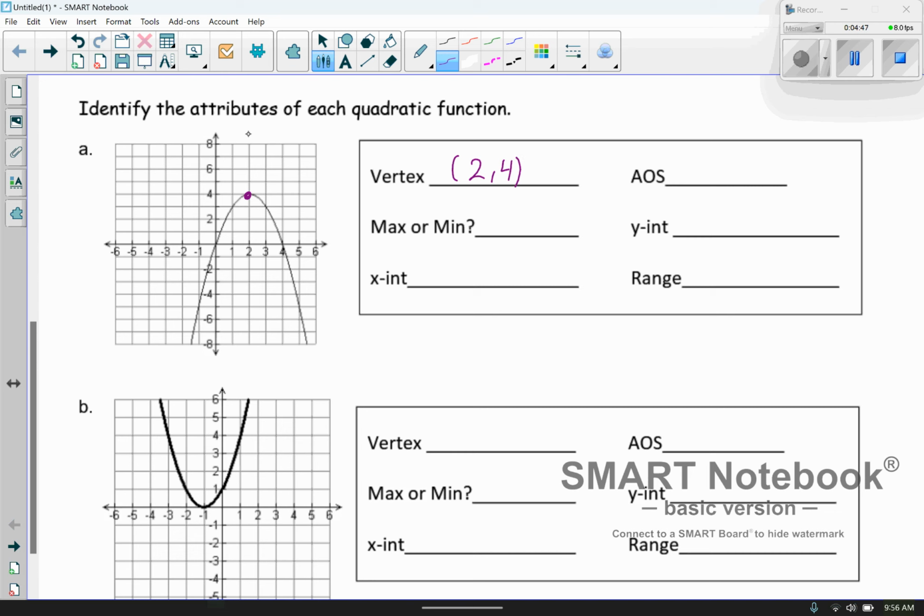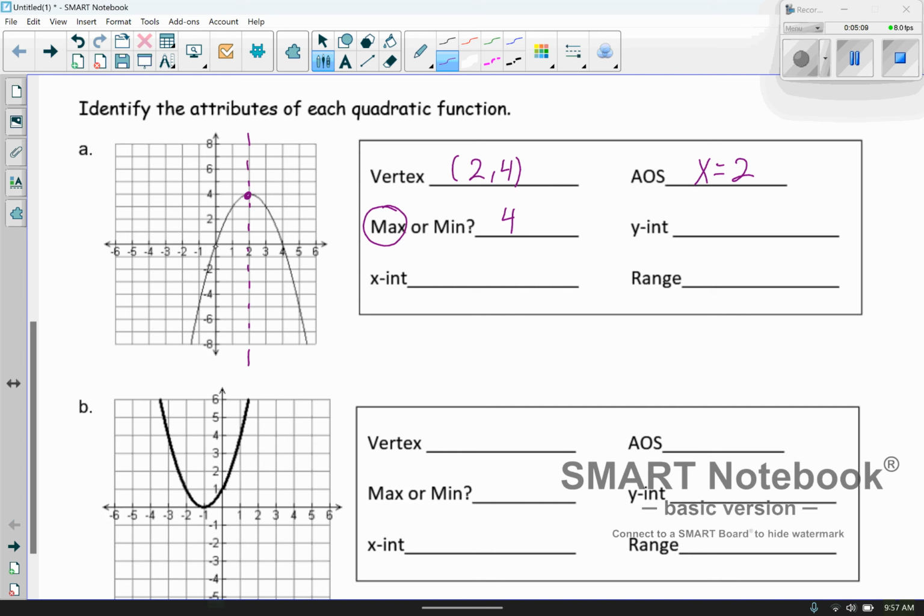Axis of symmetry, once again, that's going to be this line that cuts it in half, and that's going to be at x equals 2. It's just the x value from the vertex right there. This time, that is our maximum. And if you want to list what the maximum is, it's going to be a 4, right? That's as high as we go, is 4.